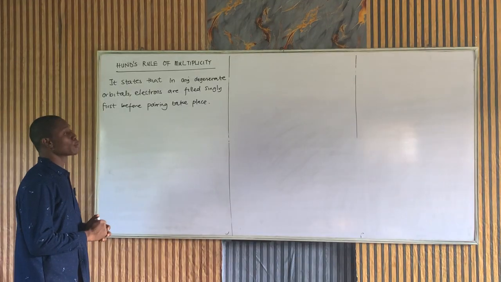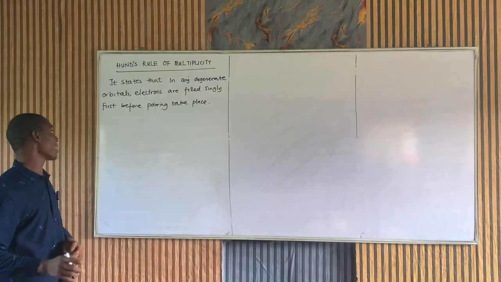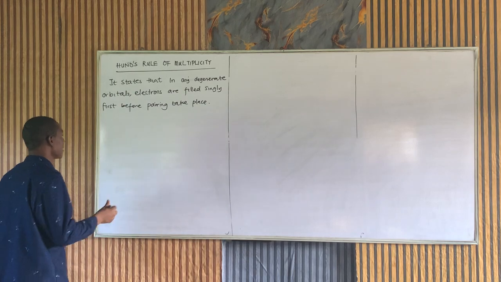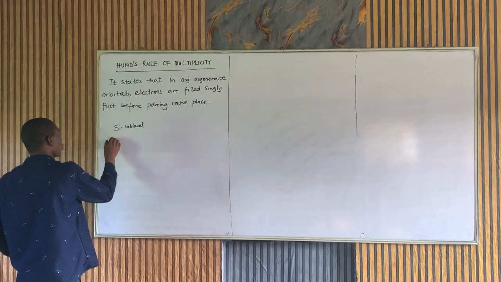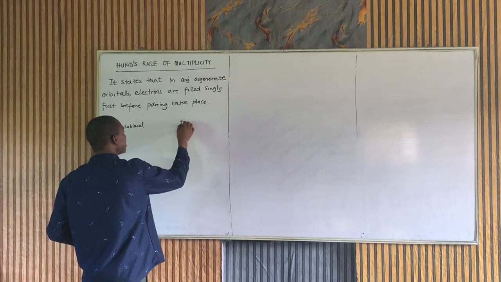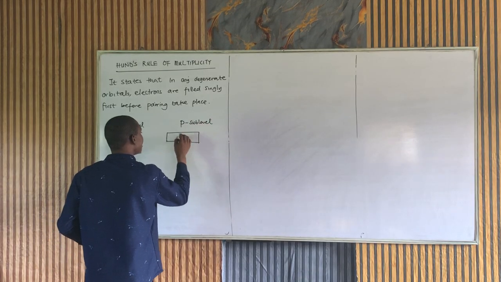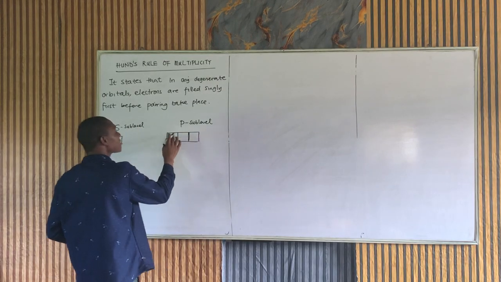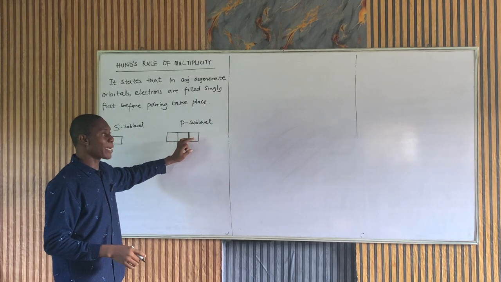So the next one is Hund's rule of multiplicity. It says that in any degenerate orbitals, electrons are filled singly first before pairing takes place. What this simply means is this. Look at the s sublevel, for instance. The s sublevel has just one orbital. It doesn't have degenerate orbitals. But the p sublevel has 3 degenerate orbitals. Degenerate means that they have the same energy. So these are p degenerate orbitals that make up the p sublevel.